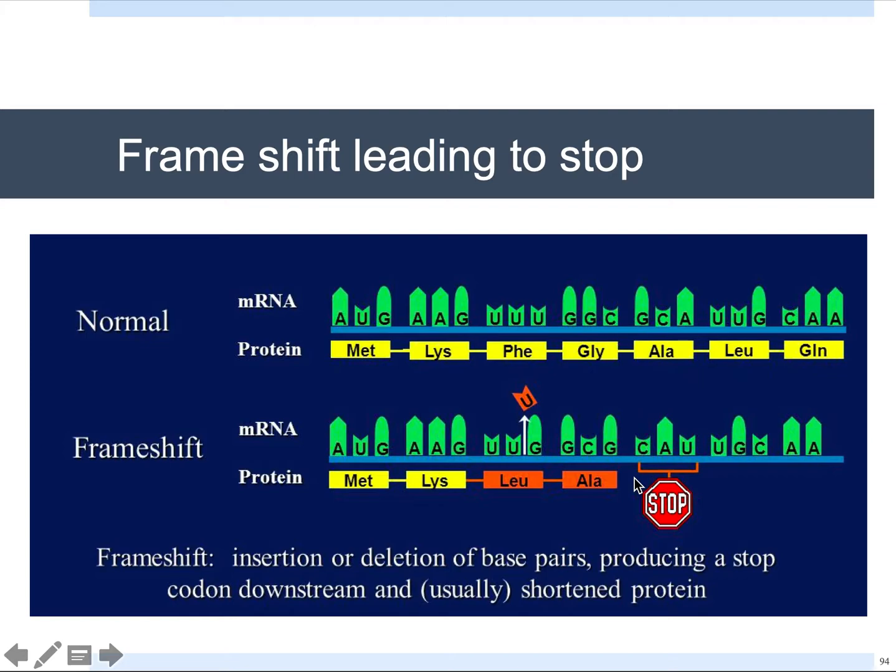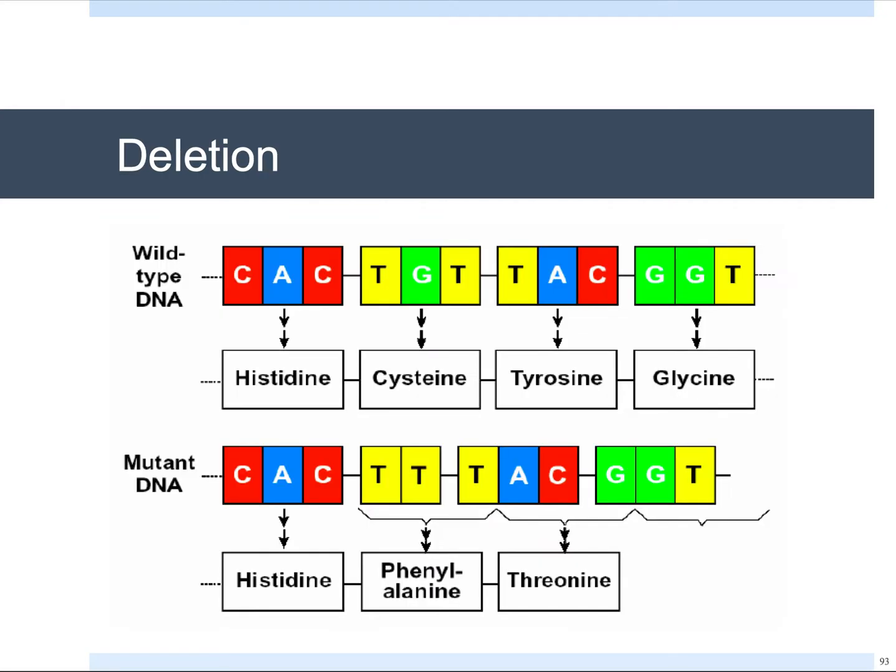Similar one here, you could have a frame shift that will lead to a stop codon, and when that happens, you have a shorter than normal protein. So an insertion or deletion of base pairs that may produce a stop codon downstream, and usually a shortened protein. It's an example of a frame shift mutation.